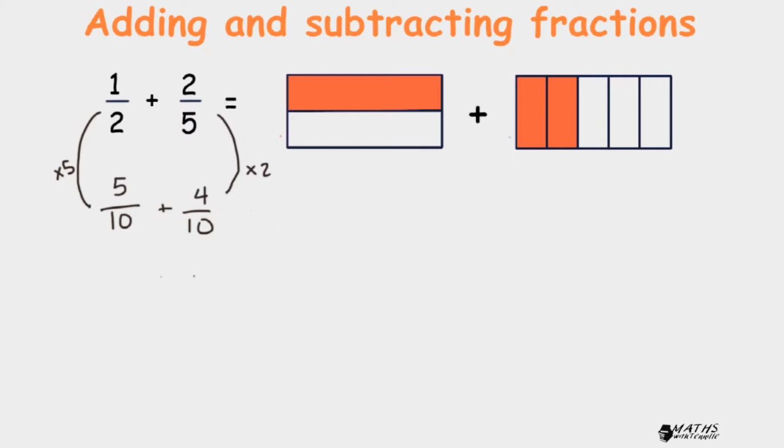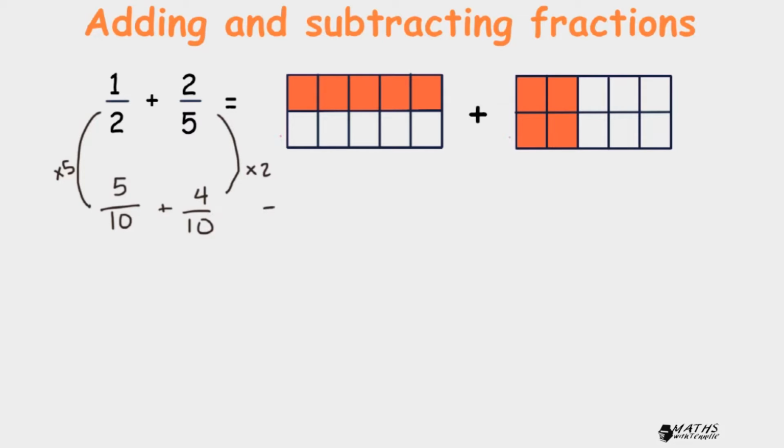Just so we understand, let's look at this 1/2 that we've got shaded here. If I split this diagram into 10 equal parts, 1/2 is still shaded, but we can also see that 5/10 is also shaded. That's why these two fractions are equivalent. And if we look at the 2/5 and we split that one into 10 equal parts, we still have 2/5 shaded, but we also have 4/10.